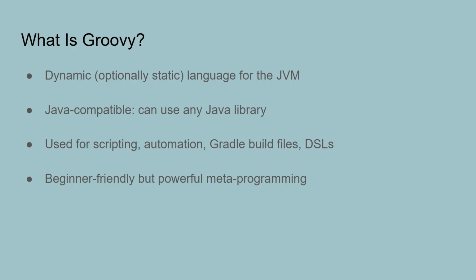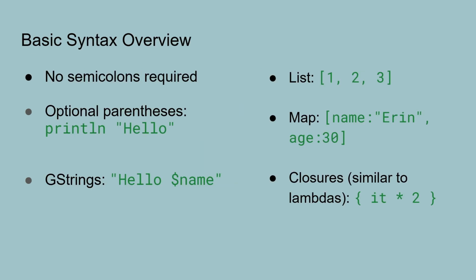Groovy is a dynamic and optionally static language that runs on the JVM. One of its biggest strengths is that it's fully compatible with Java, so anything Java can do, Groovy can do, often with less code. It's used for scripting, automation, build files, and creating DSLs. Even though it's beginner-friendly, it also has powerful metaprogramming features that let advanced users extend or modify behavior at runtime.